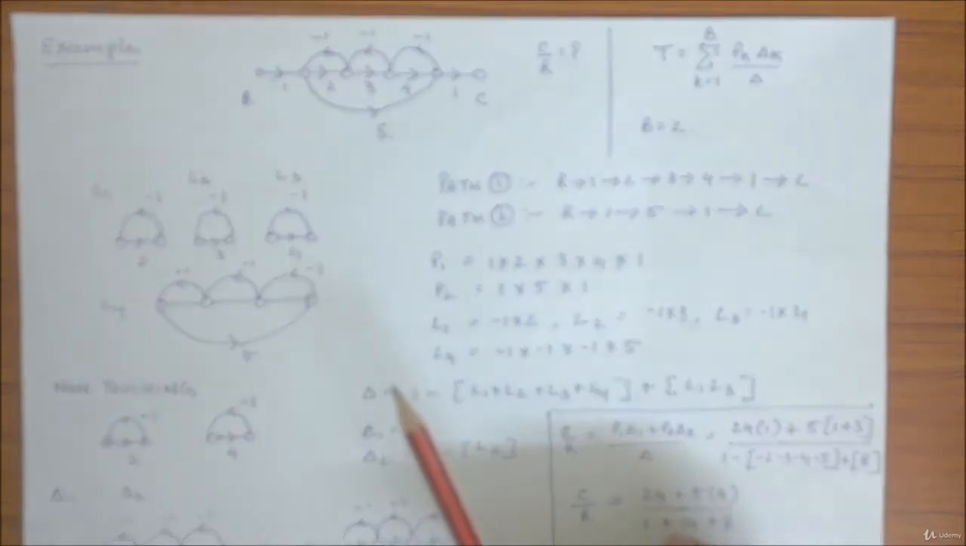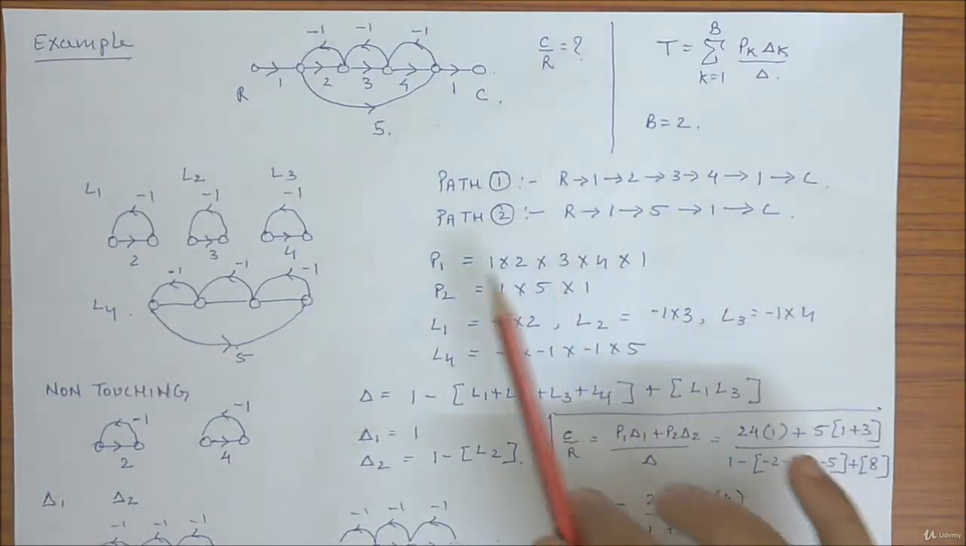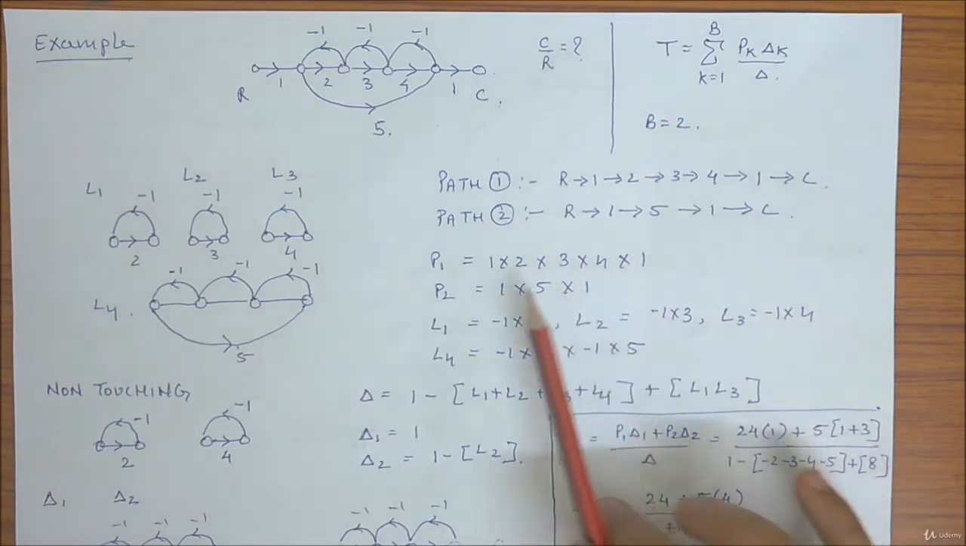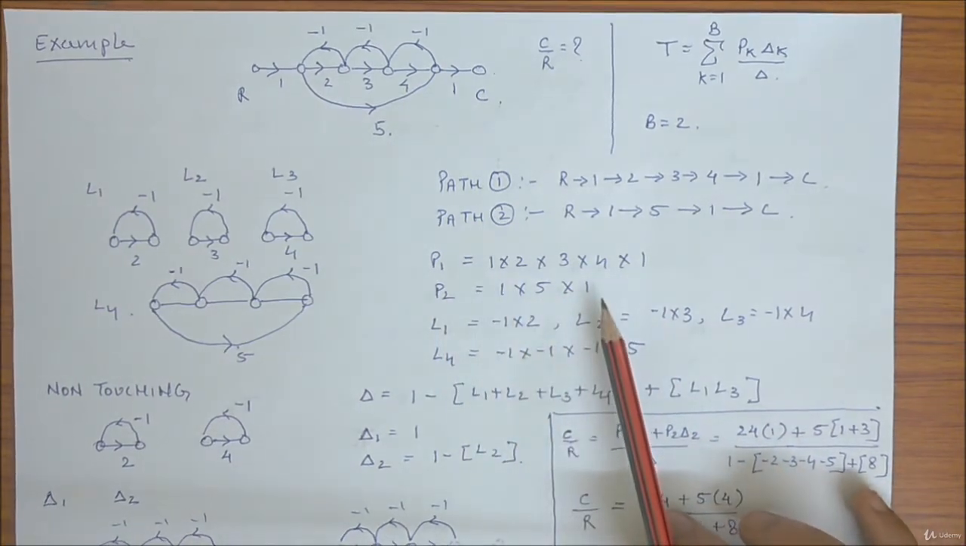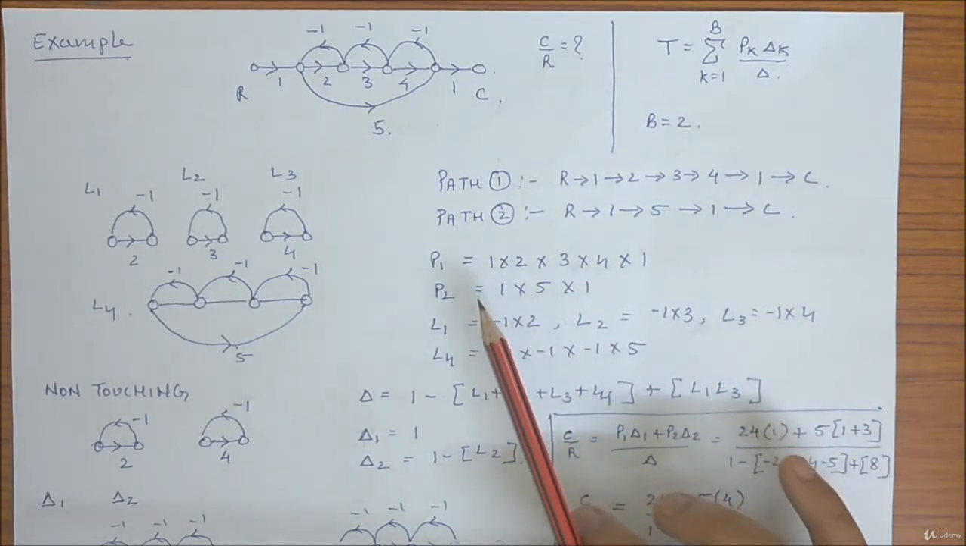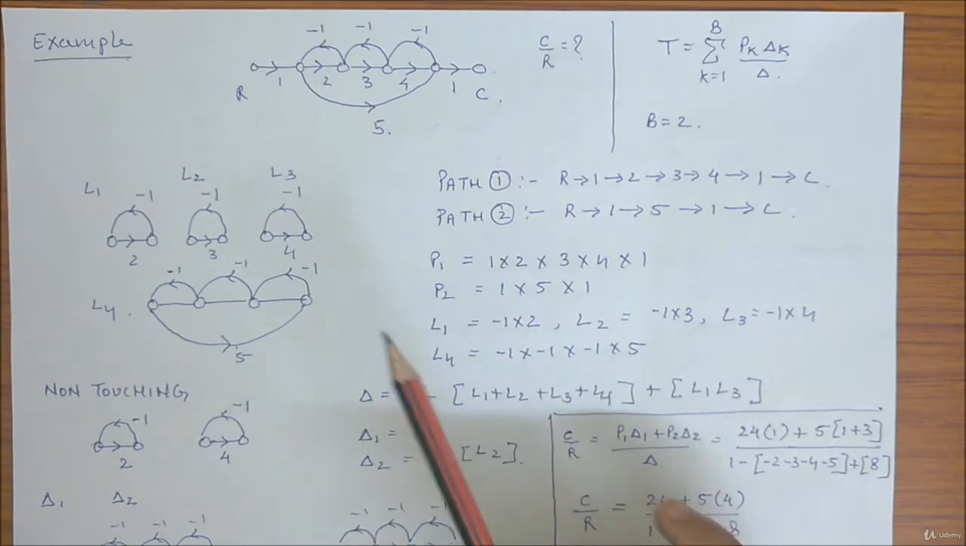Now we will write the path gains Pk. P1 is equal to 1, 2, 3, 4, 1 and P2 is equal to 1, 5, 1. So we are done with n, Pk. Now we will see how many loops are there.